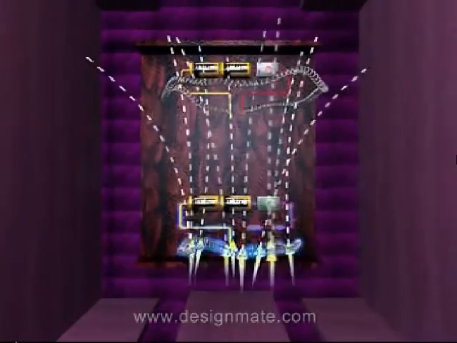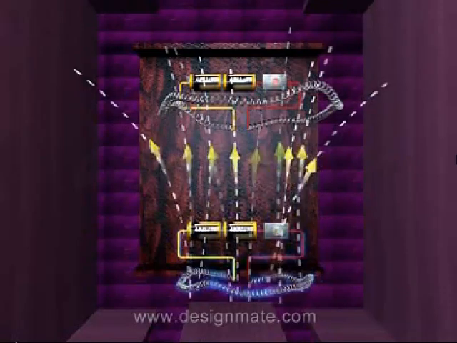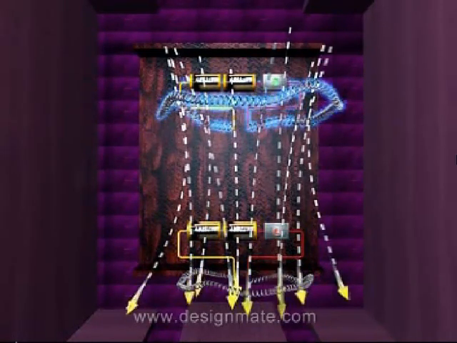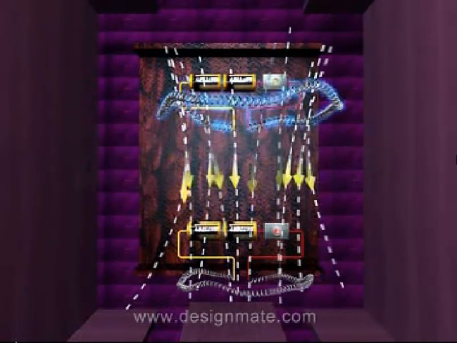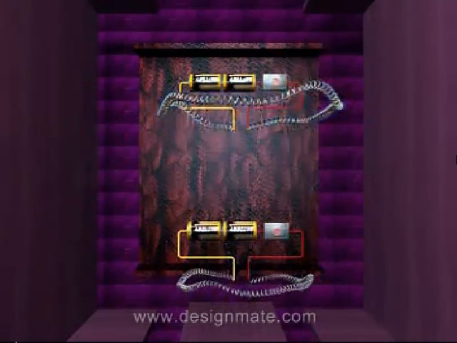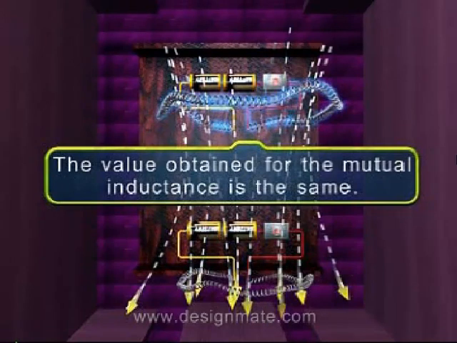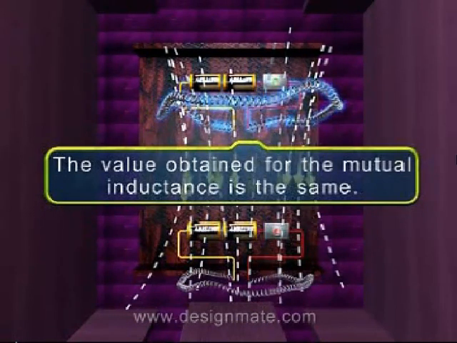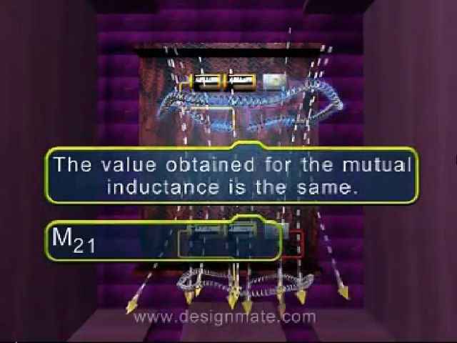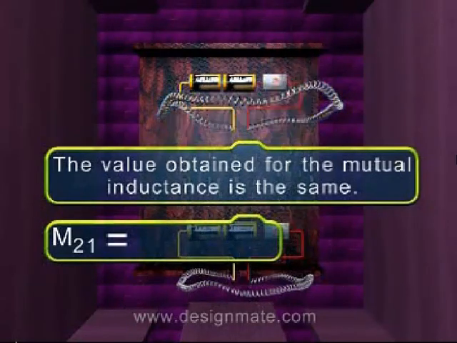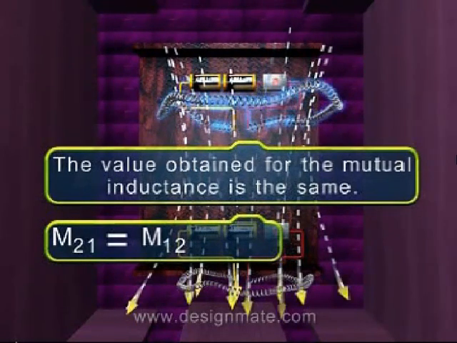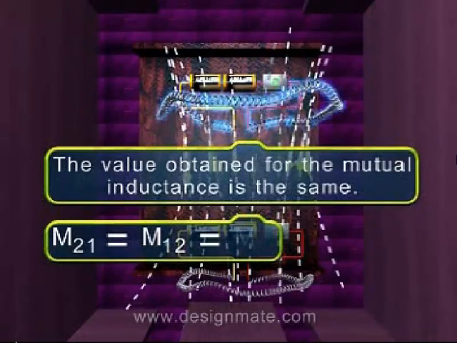We could as well have considered the current to be flowing in coil 2 and its induction effects on coil 1. Such a consideration shows that the value obtained for mutual inductance is the same. That is, M21 is equal to M12, which is equal to M.